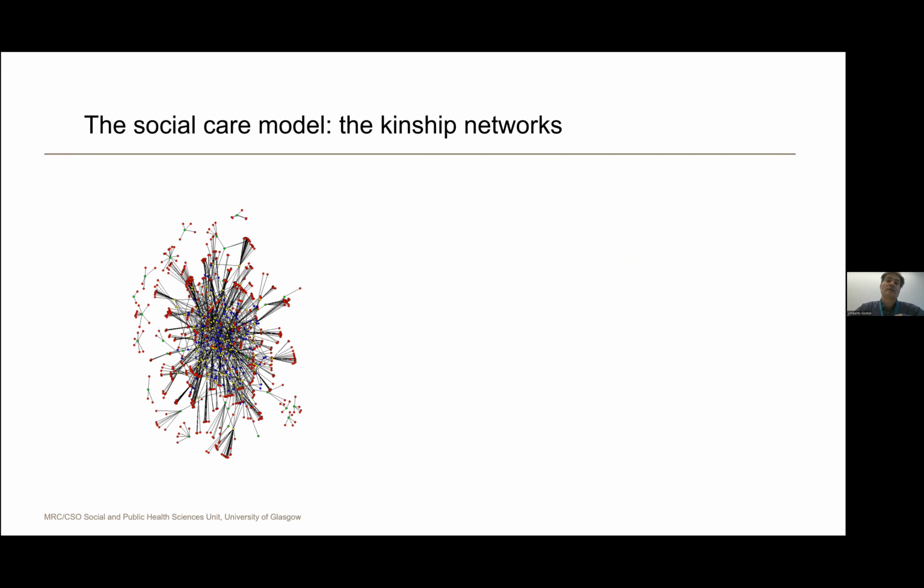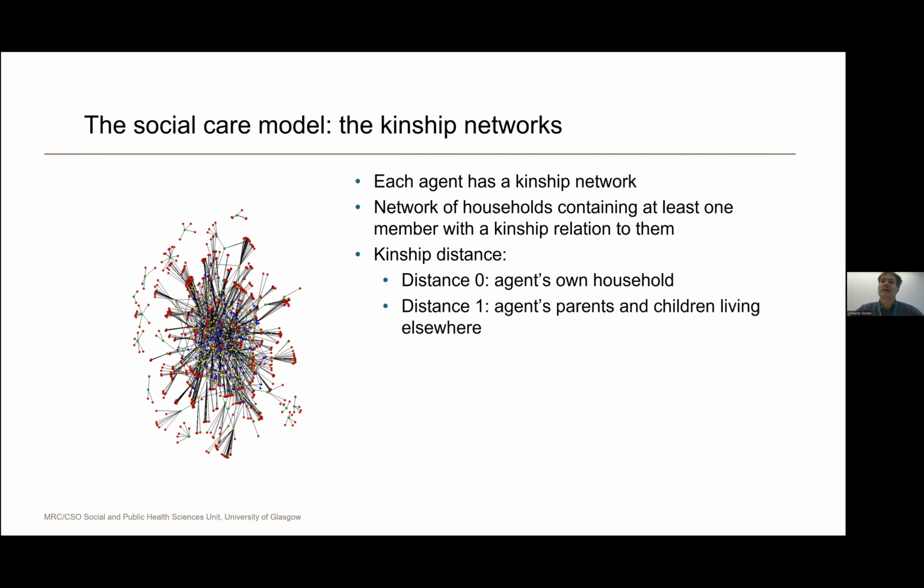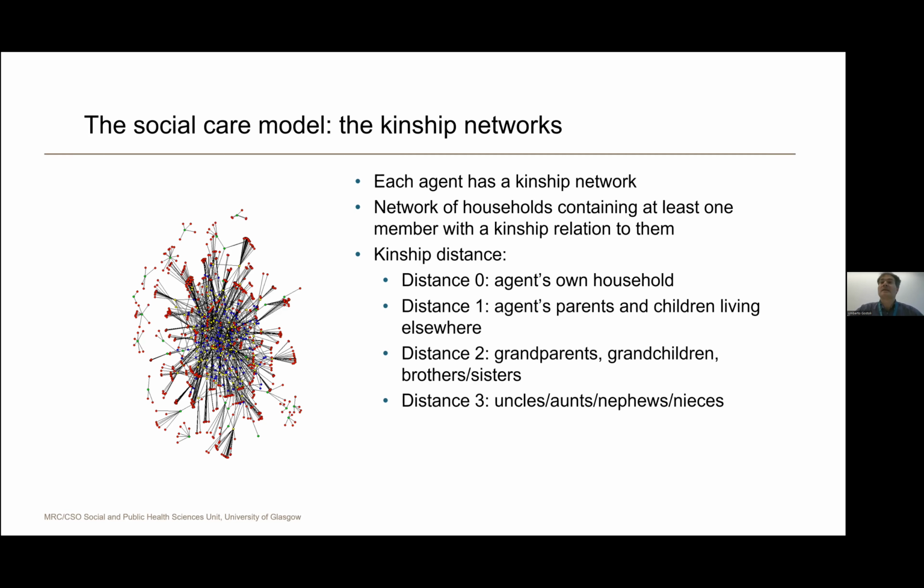So an important part of the model is the kinship network, because a lot of informal care happens through the kinship network, and this is basically the reason why it was useful for us to use the generative approach, because it allowed us to reproduce the kinship networks, which are networks of households containing at least one member with a kinship relation to a certain agent. We can have different distances in this network. Distance 0, the agent's own household. Distance 1, the agent's parents and children living elsewhere. Distance 2, grandparents, grandchildren, and so on.